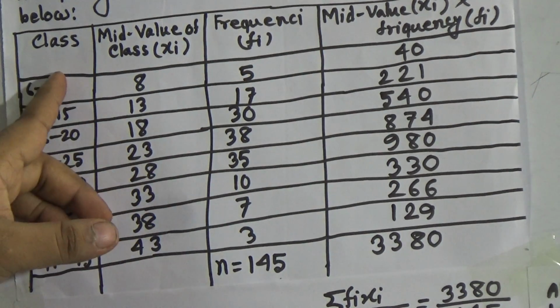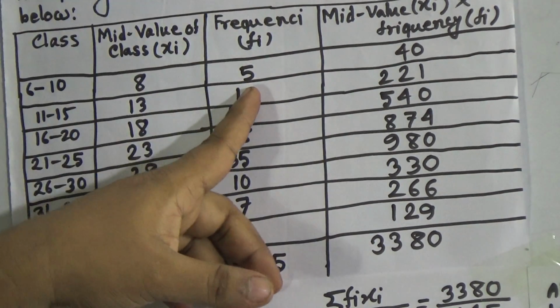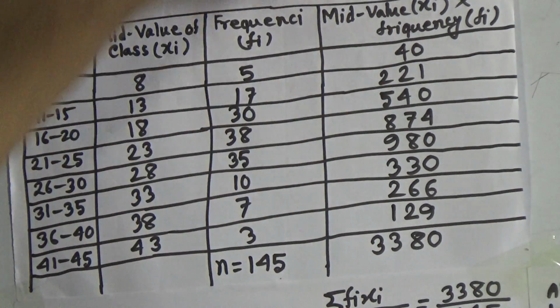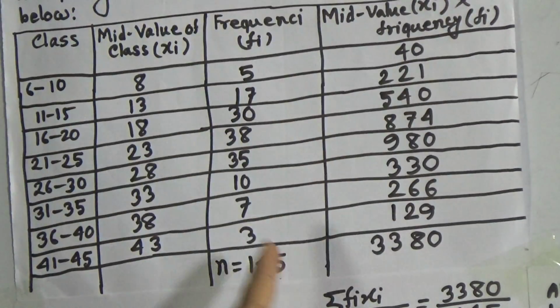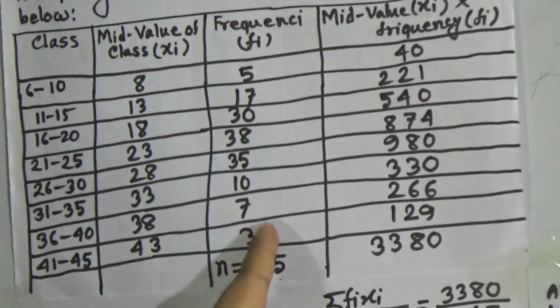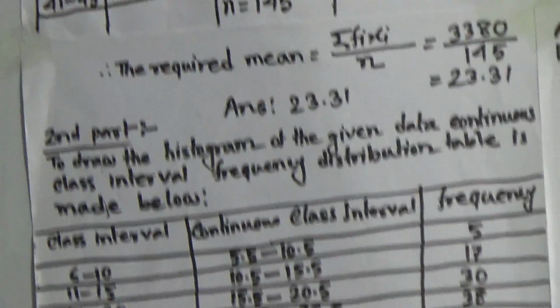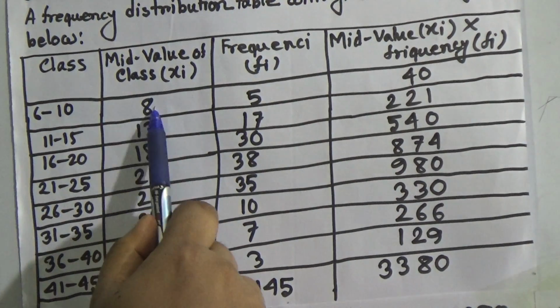Okay. In this class, frequency is 5, then 17, then 30, then 38, then 35, 10, 7, 3. Okay, I hope you have understood. Next, mid value multiplied by frequency. That means we multiply this one and this one.